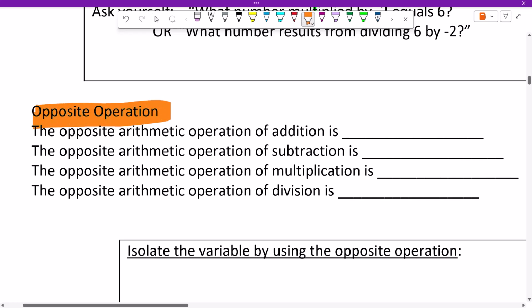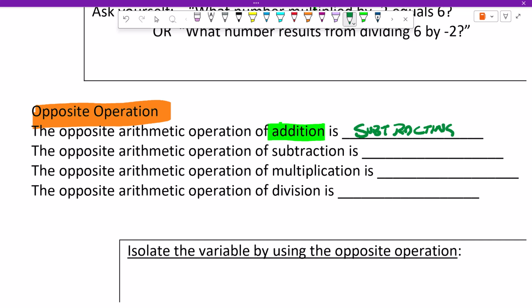The word operation in math means our calculations, our BEDMAS calculations. So the main operations in grade 8 are adding, subtracting, multiplying, and dividing. Those are your math operations. Each one of those things has an opposite. So for example, if adding is an operation, what would its opposite operation be? Subtracting. So adding and subtracting are opposites of each other.